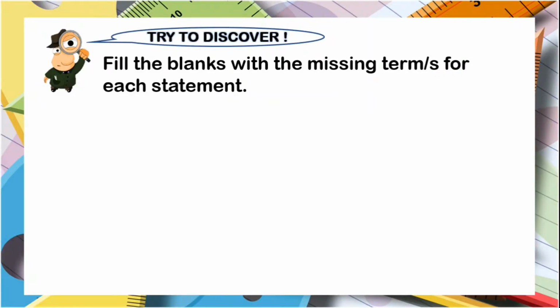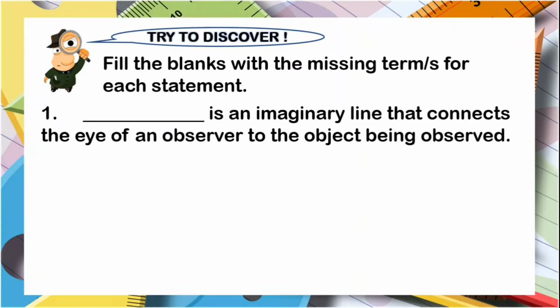In our previous lessons, we have already learned about the 6 trigonometric ratios and the angles of elevation and depression. For us to recall our past lessons, let's first fill the blanks with the missing term or terms for each statement. For number 1, blank is an imaginary line that connects the eye of an observer to the object being observed. If your answer is line of sight, then you got the correct answer.